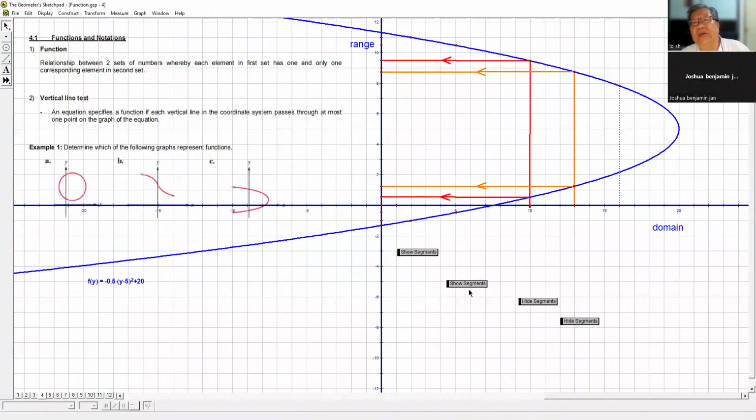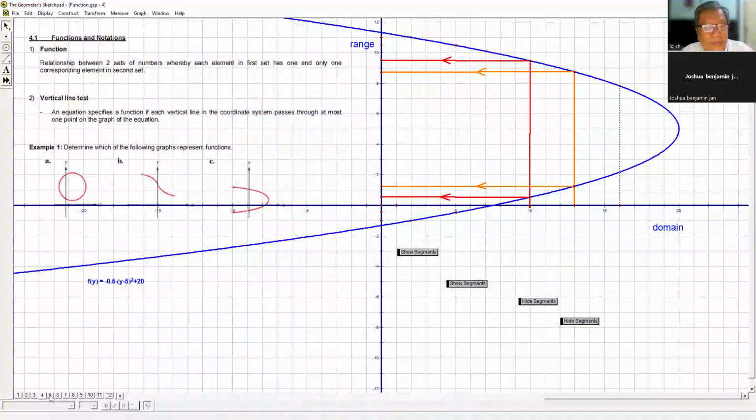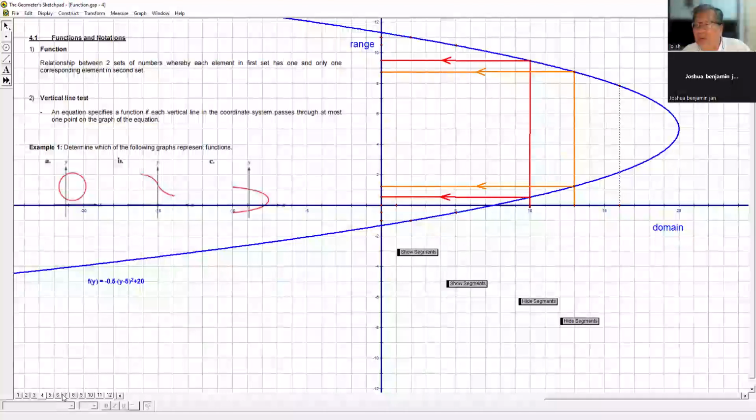So now I ask you, hey, this curve, does it represent a function? Yes or no? No. Okay, so very good. So you know how to look at the graph and tell whether it is a function or not.